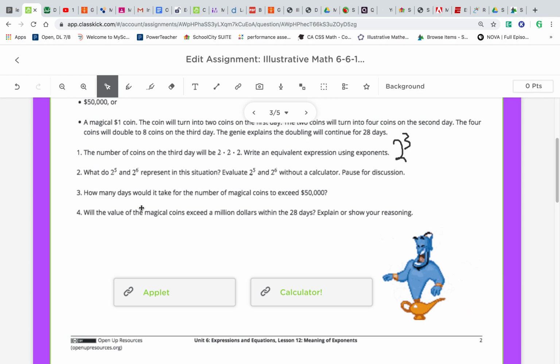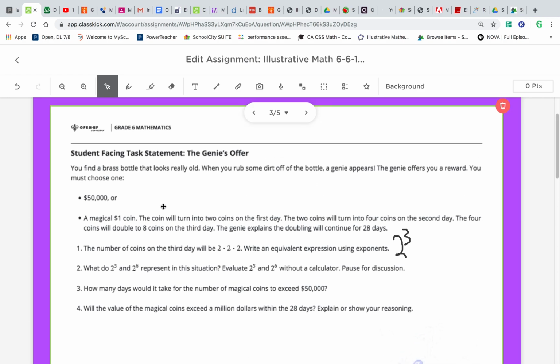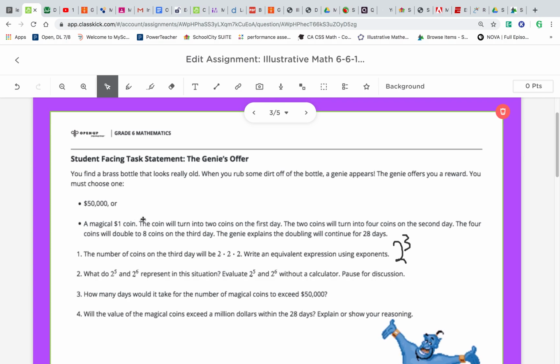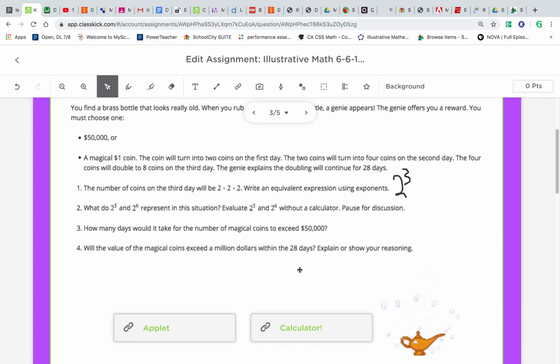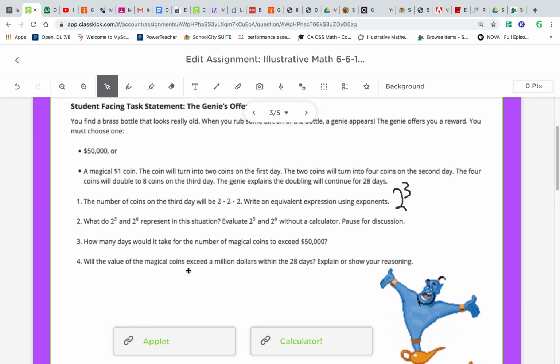Okay, so of course by now you know that it's going to be a better deal to have chosen the magical coin, right? Because just 16 days in, we're over $50,000. But remember, it goes all the way to 28 days, so it's going to go way, way past $50,000. Okay, and so if you want to see exactly what it gets to here, they want us to know, will it exceed $1 million? It seems like it might, right? The way that it's accelerating here.